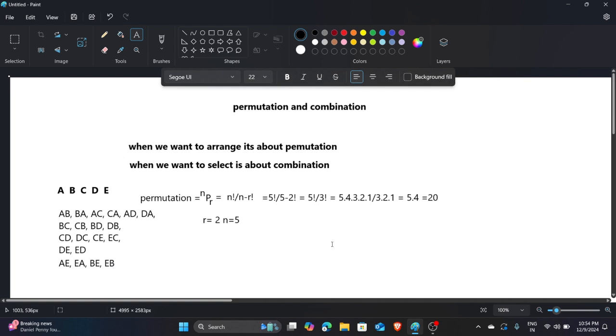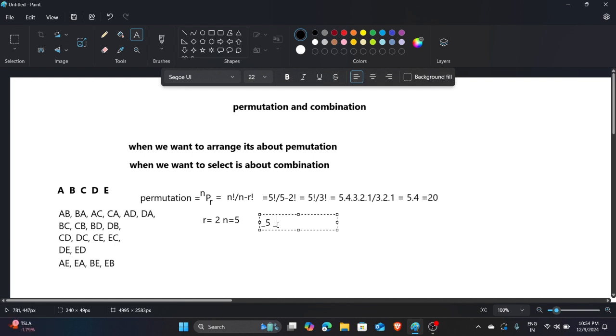Or we can describe this in simpler words also: we have to take two things, so there is a first place and a second place. We have to take two elements at a time out of five elements. In the first place we can put a, b, c, d, or e, any one of these five. So in the first place we can arrange five elements.